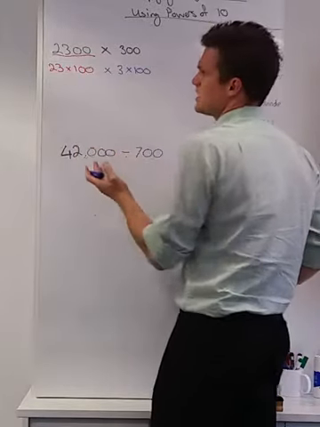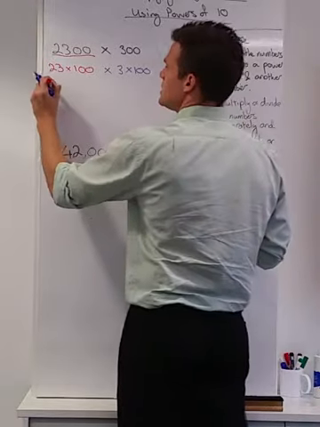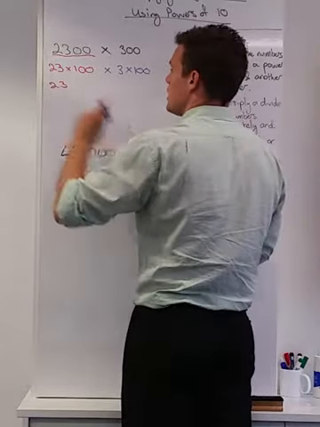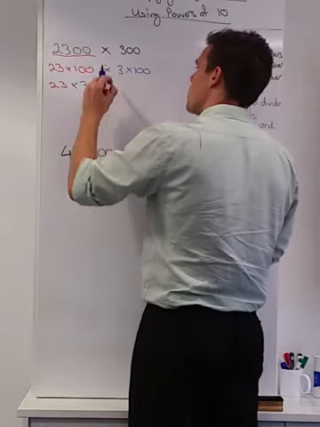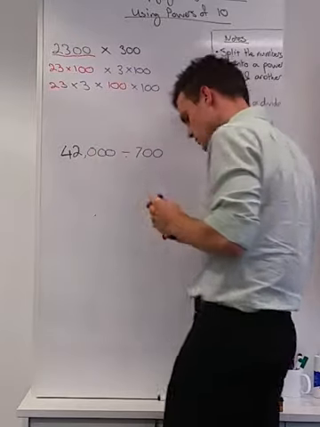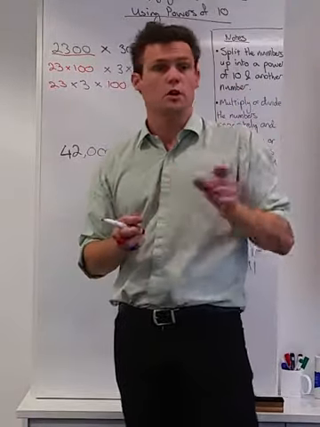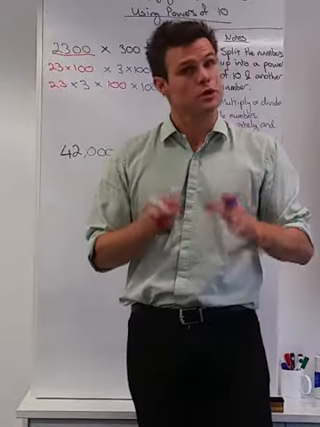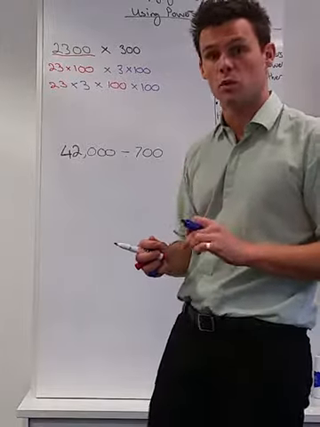So when I multiply these together, I can actually reorder them. So I can say that this is 23 times 3 times 100 times 100. The reason I can do that is because multiplication is commutative. 2 times 3 gives me 6, 3 times 2 gives me 6. It doesn't change the value whether I do them in any order.